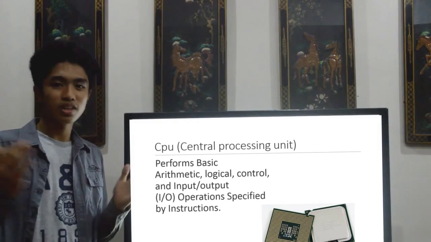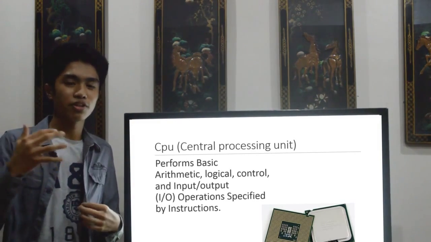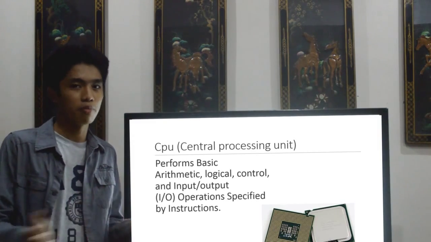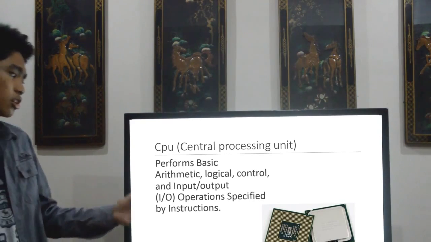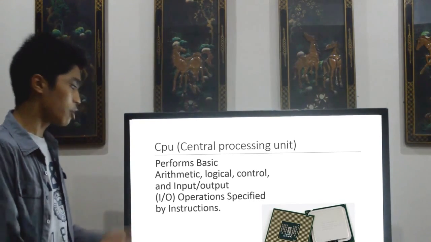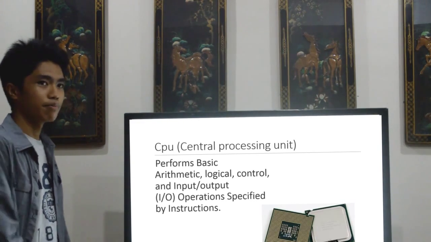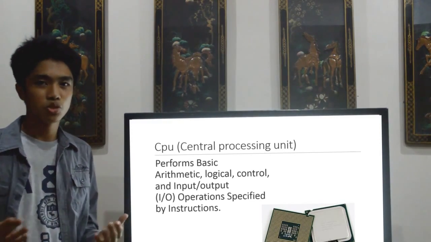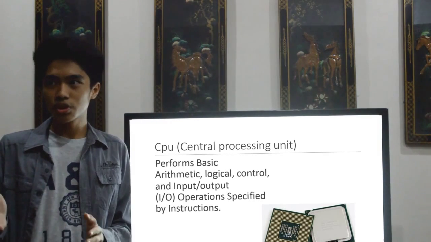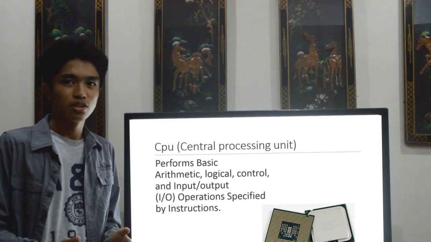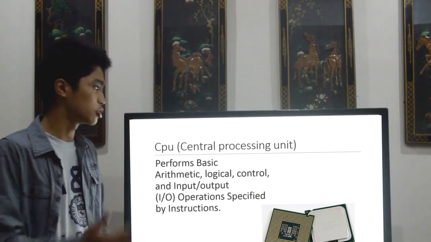Let's say the CPU is the whole brain of the computer. It takes every bit of information and processes it to become an output. The CPU performs basic arithmetic, logical, control, and input-output operations specified by the instructions of the computer. Basically, everything that happens through the computer goes by the CPU. Everything from the user to the software to the applications used in the computer goes by the CPU.